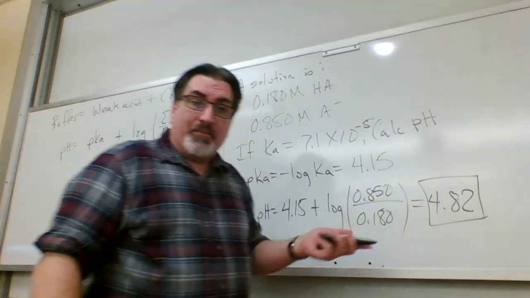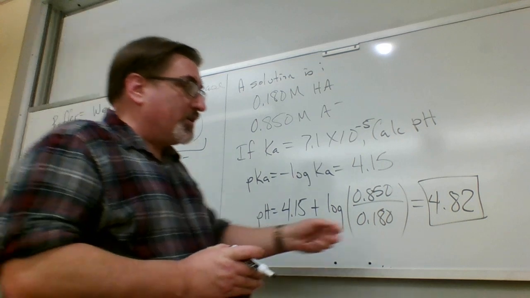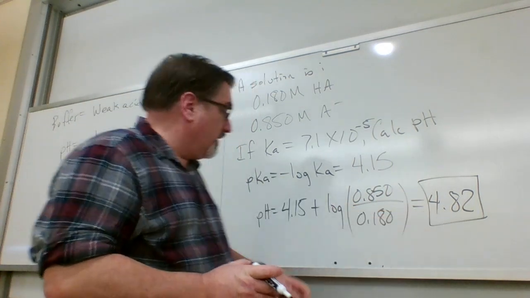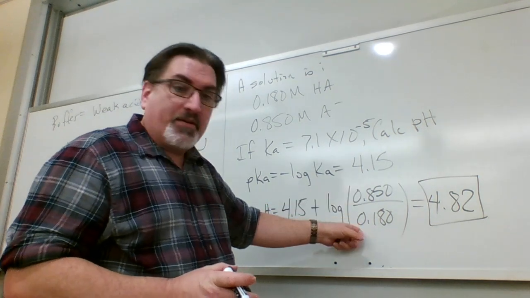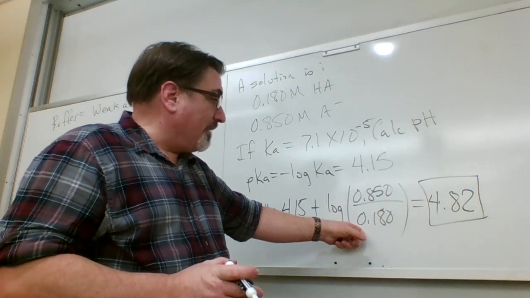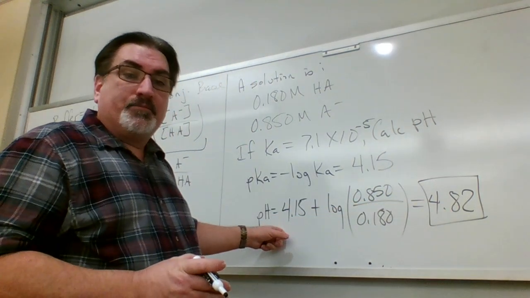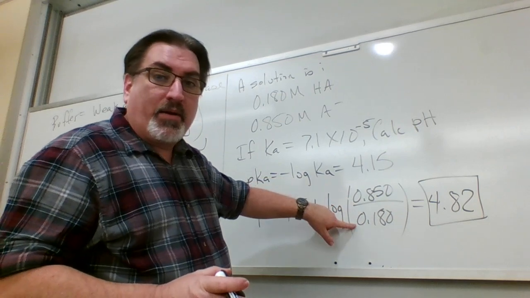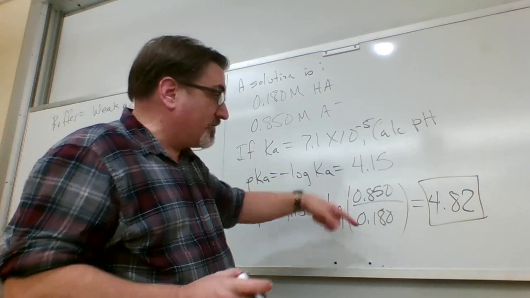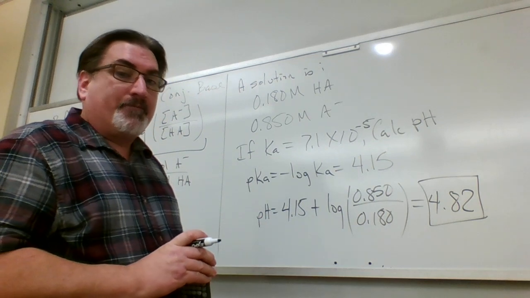And also, like I mentioned back then when we worked this kind of problem the first time, make sure that your pH went the correct direction. So the pKa was 4.15, and there's more base than there is acid. That means our final pH should be more basic than the pKa. If this had been the other way, where 0.18 molar up top and 0.85 in the bottom, more acid than base, we would have gone down from 4.15 because of that.